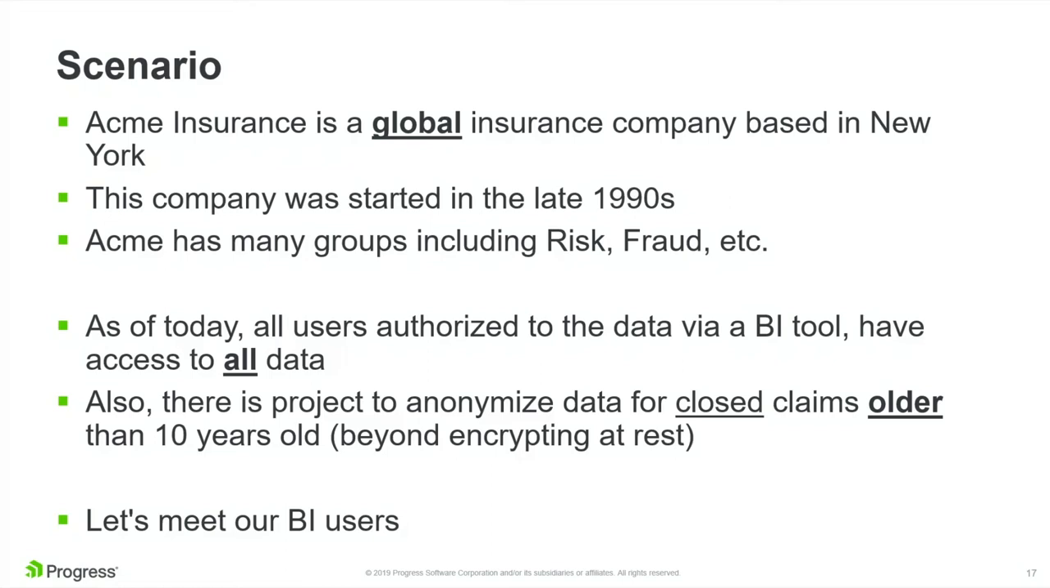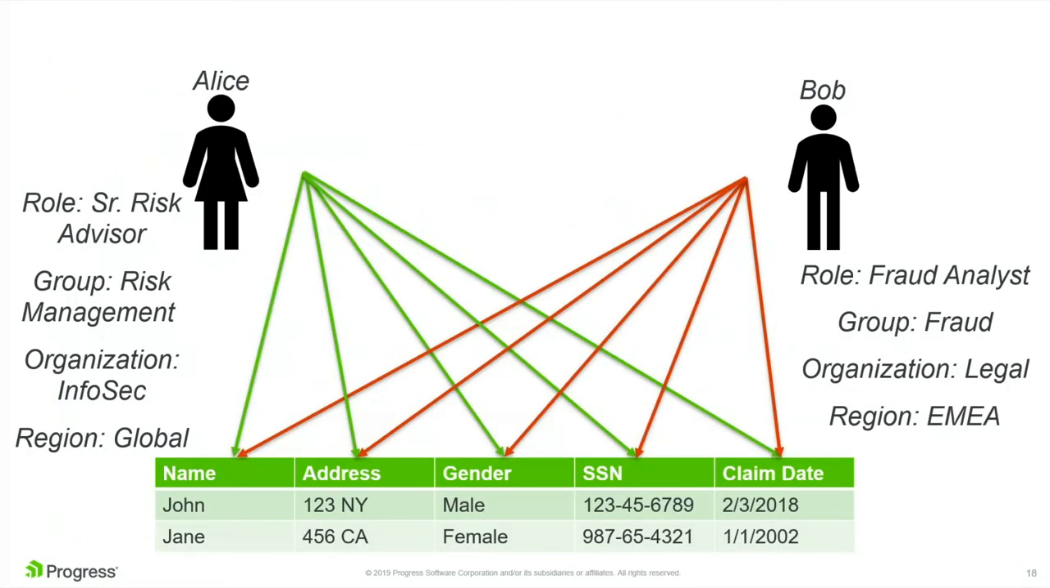So let's meet our internal users. And again, this is all fictitious. This is not any customers or anything that we work with at Progress. So we have Alice and Bob. Alice is a senior risk advisor working in the risk management group, which is under the InfoSec group. And Alice has responsibility for the entire globe. Now, Bob's a fraud analyst in the fraud group under legal, but Bob's based in the UK and only really has access or really only has jurisdiction over the EMEA customers.